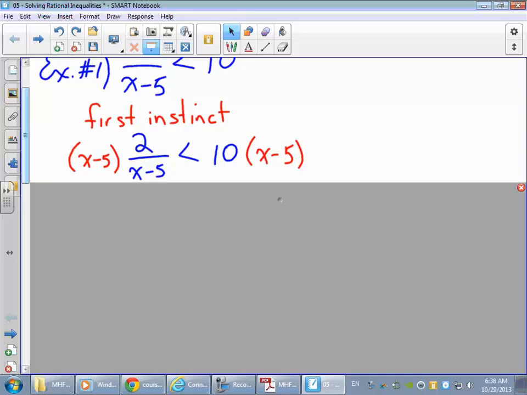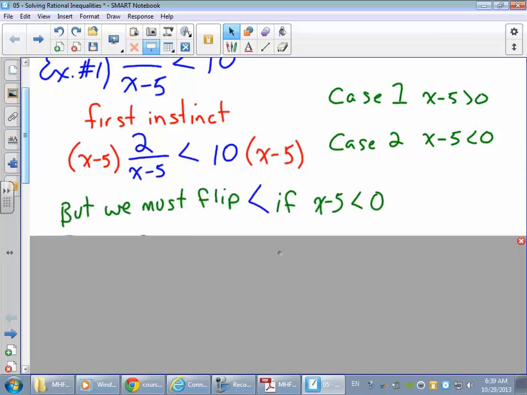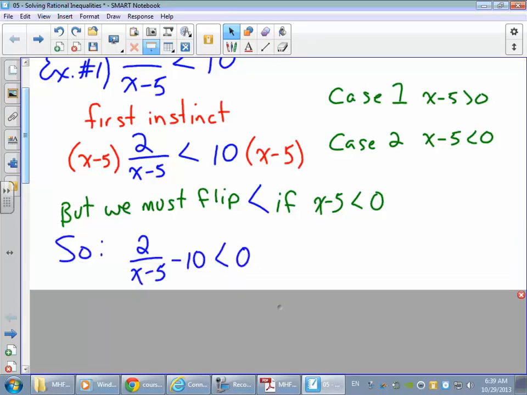Because I don't know what x minus 5 is, if I choose to solve this way, I have to handle it as two separate cases. Case 1 is where x minus 5 is positive. Case 2 would be where x minus 5 is negative. And we have to solve the problem twice. That's doable, but we must flip the less than sign if x minus 5 is less than 0. So instead we're going to deal with this a different way.